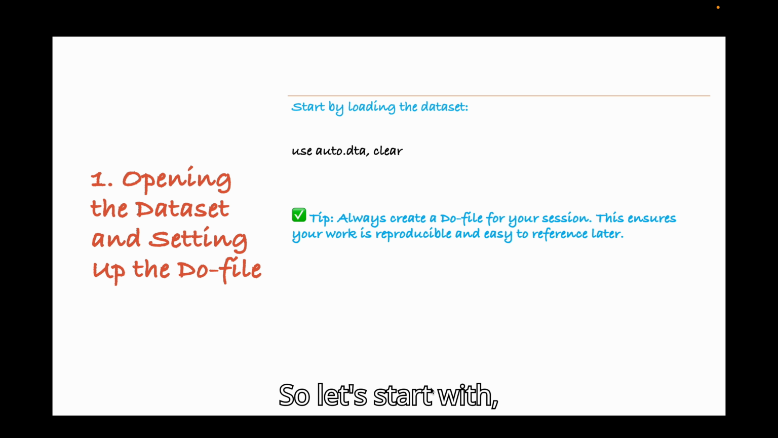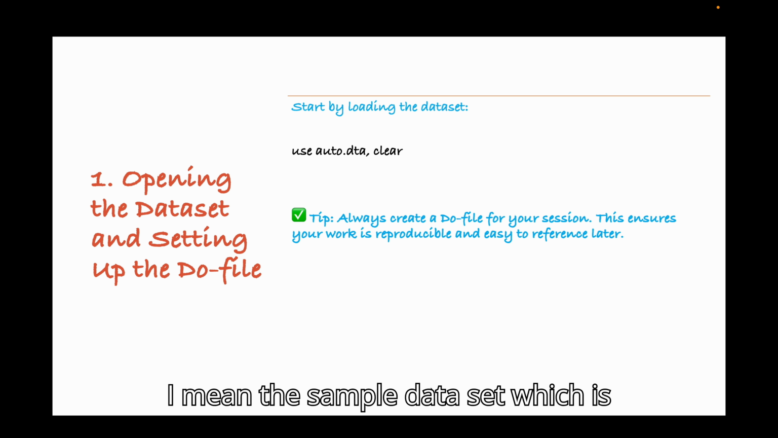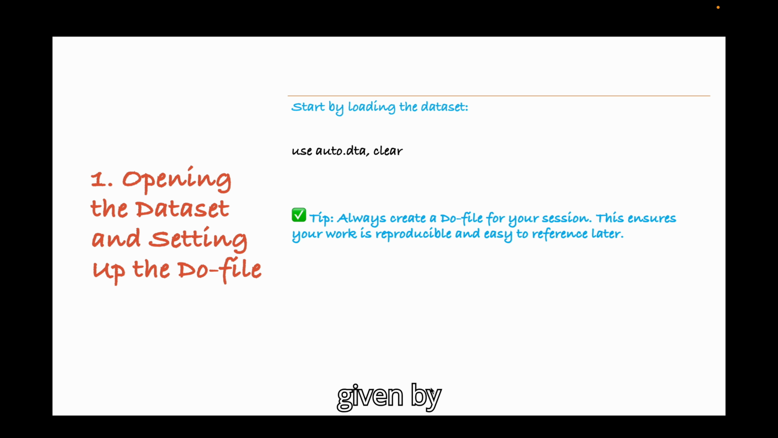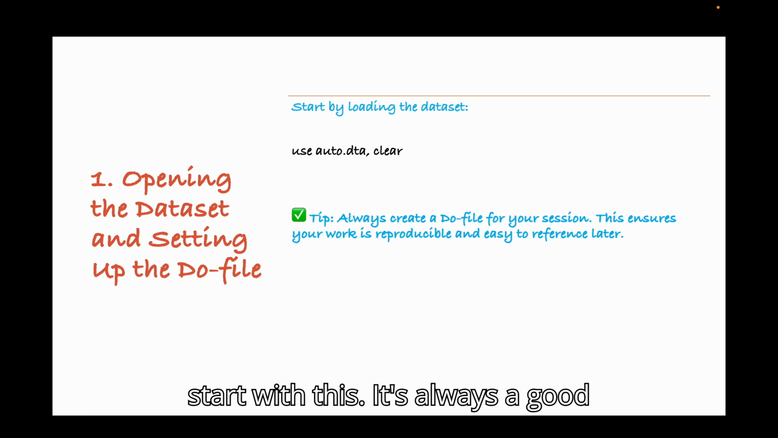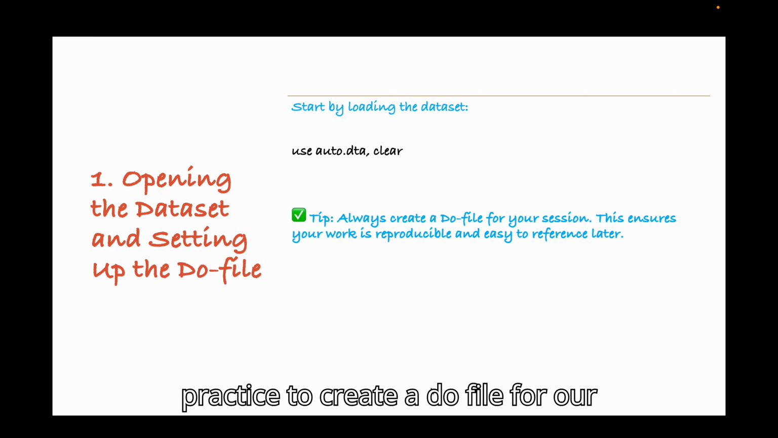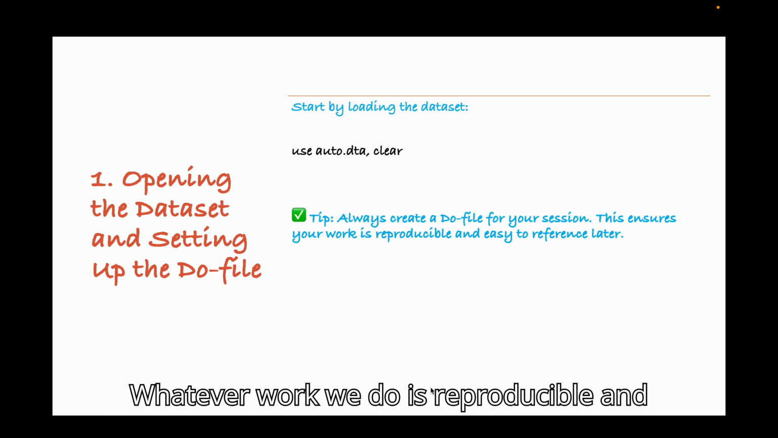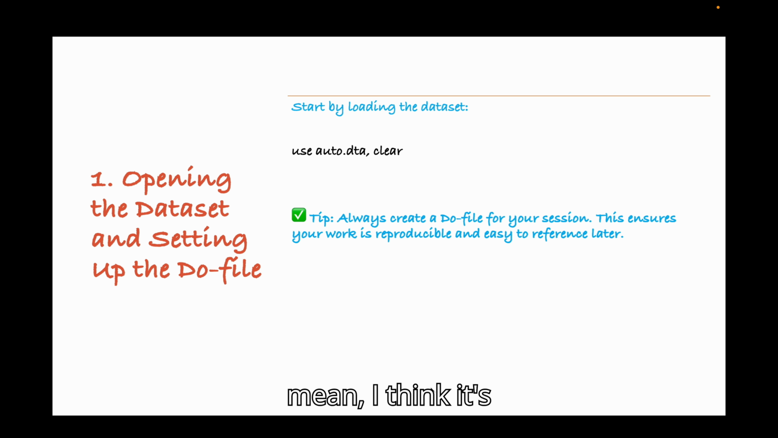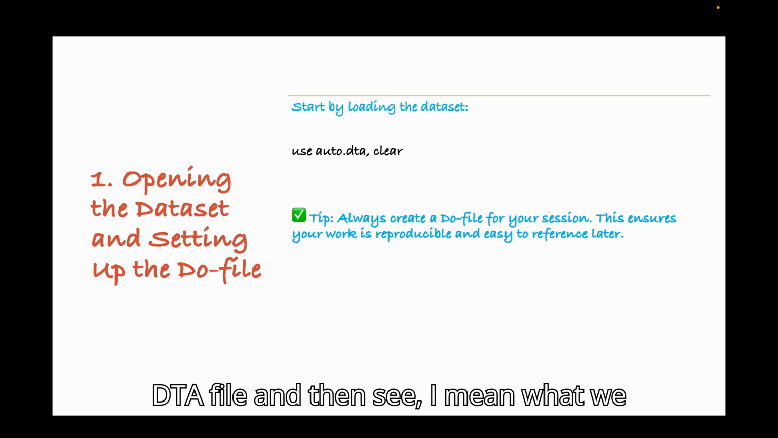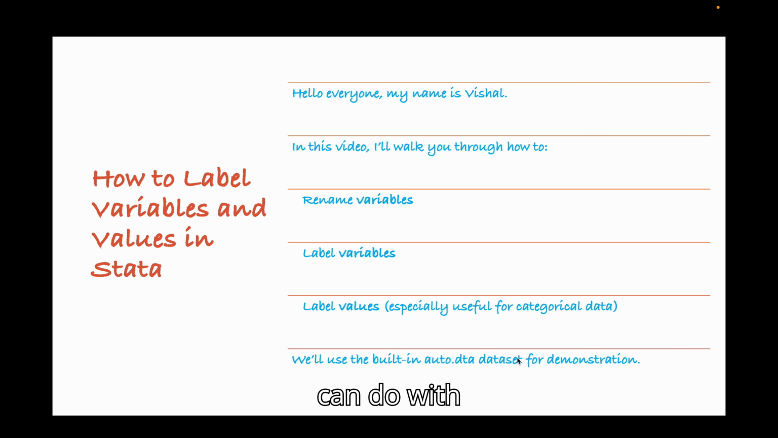So let's start with the sample data set given by Stata itself, auto.dta. It's always a good practice to create a do file for our session, because it ensures that whatever work we do is reproducible and easy to reference later. So for easy referencing, फिर दोबारा काम करने में आसानी के लिए, it's very helpful to work with a do file. So let's start with opening this auto.dta file.